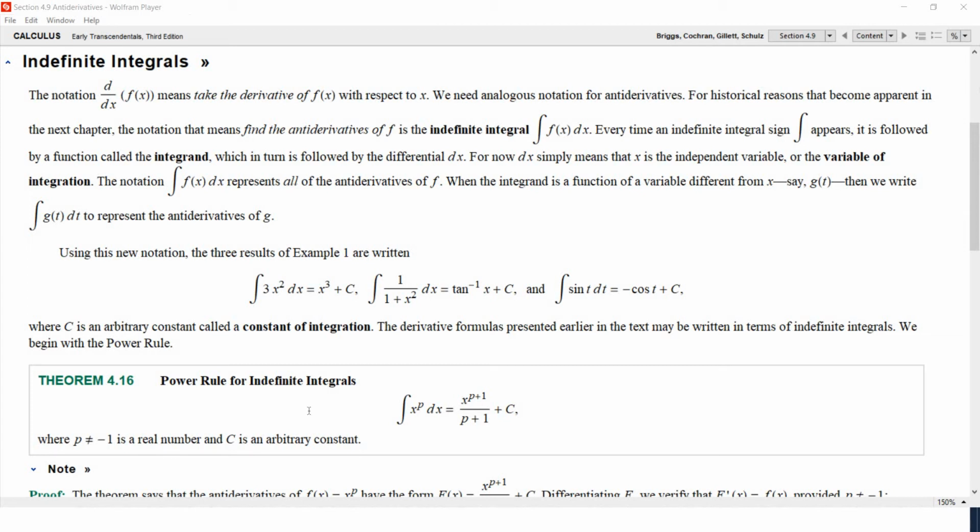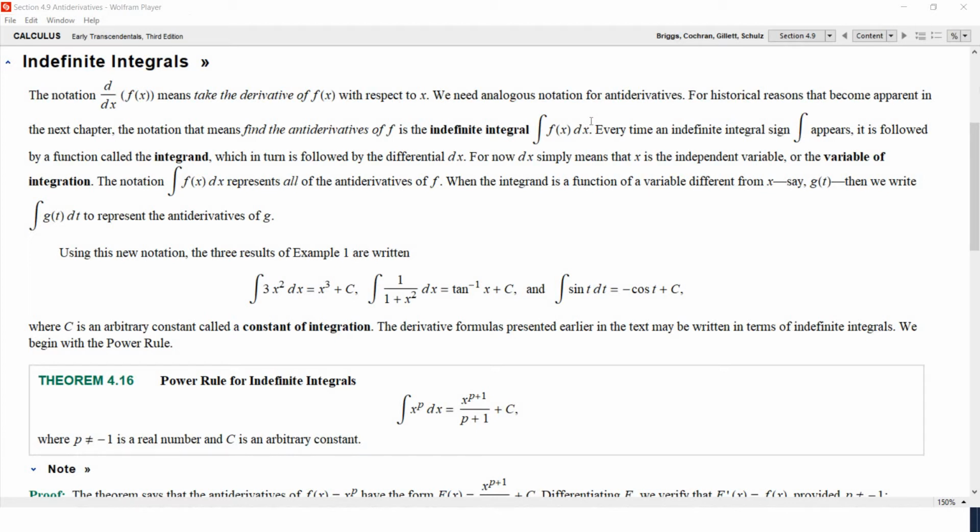Hello again. In this video, we're going to go over some of the basic rules that we have for indefinite integrals, which are also known as antiderivatives. Now remember, our notation for an antiderivative looks like this. We use this script S symbol, and then it's followed by the function that we're trying to find the antiderivative of, and then that's followed by this symbol dx, which stands for the differential change in x.